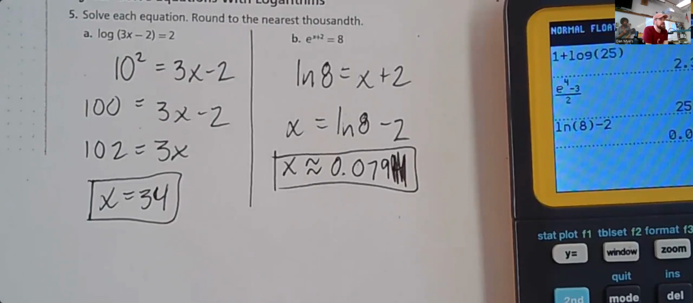How are we feeling about converting between exponential form and logarithmic form? Decent-ish. Okay. Last page. Almost there.